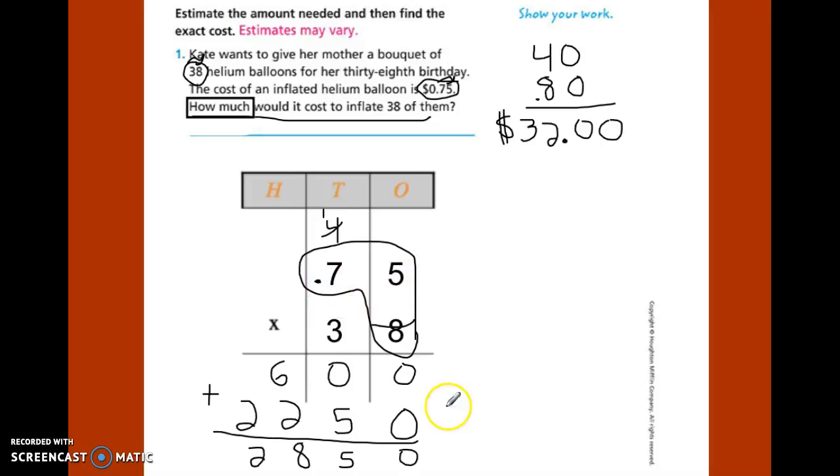So in this case it was 2. So I'm just going to go over 1, 2, and add my decimal in there. So the exact cost was $28.50. All right, so that concludes how we can use estimates to show and check 2-digit by 2-digit multiplication.